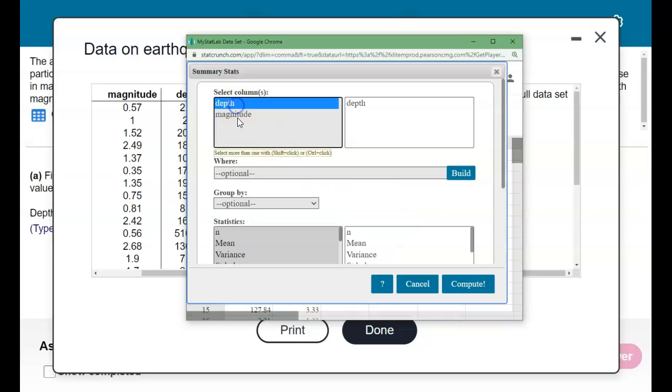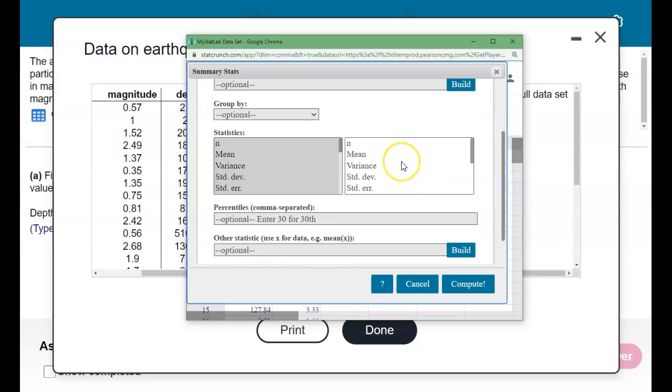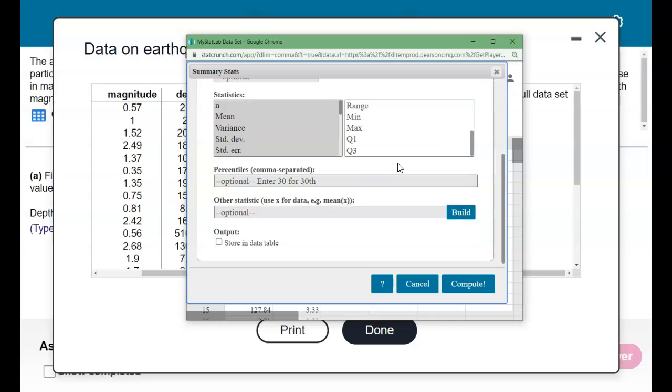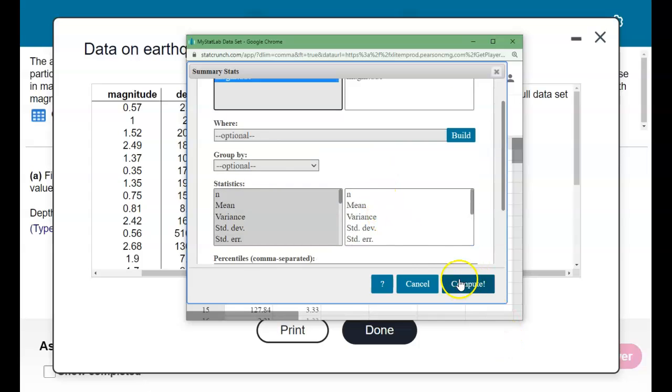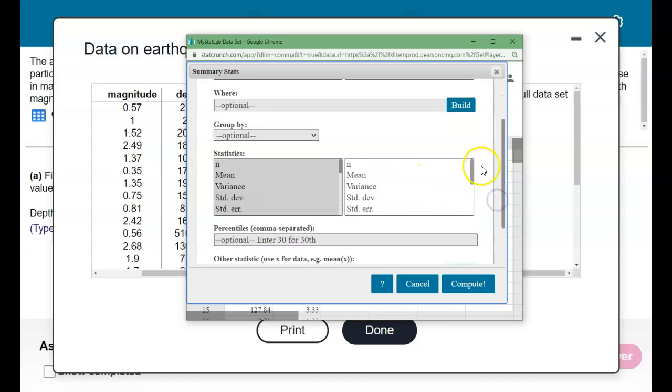Now I have two columns here, and I can select one at a time if I click on each independently, or if I hold down the Shift key, I can select both. I'm going to move down, and you can see already the following summary statistics are going to show up whenever I run this program. So some of these things I need, some I don't need.